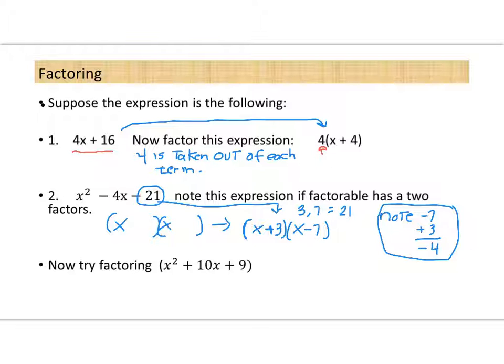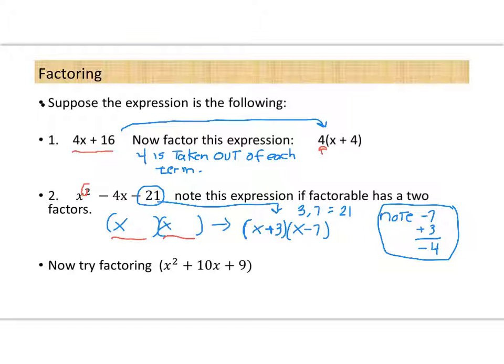Now if I have a 3-term expression where the first term has a square in it, and if I have a square term in there, the chances are that I have an expression that is factorable into two pieces. In other words, I have an x in one piece and an x in the other piece with parentheses.